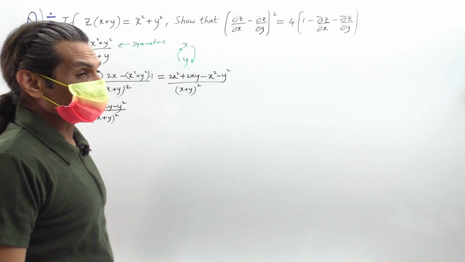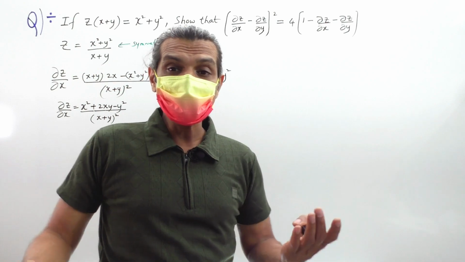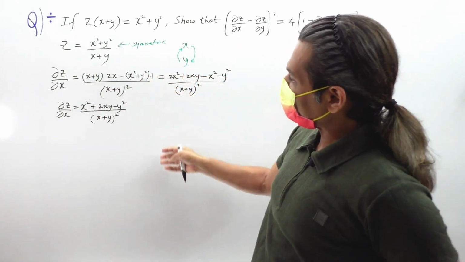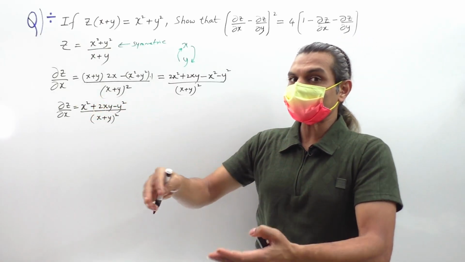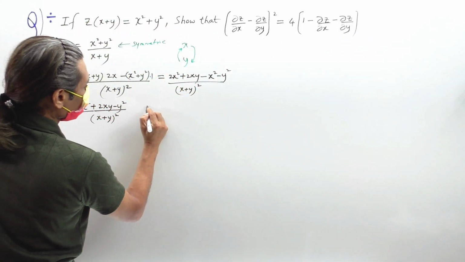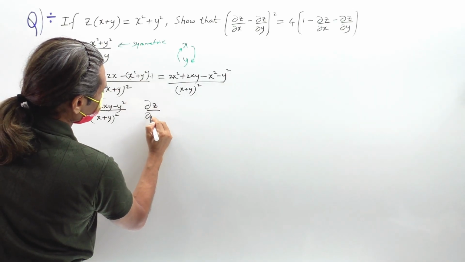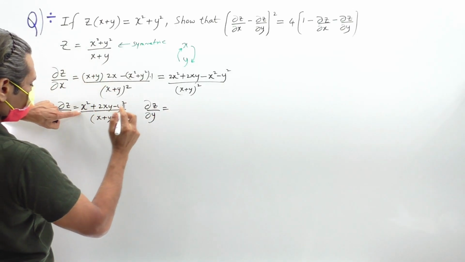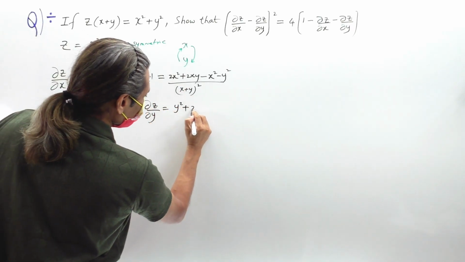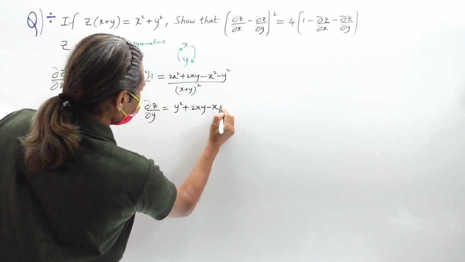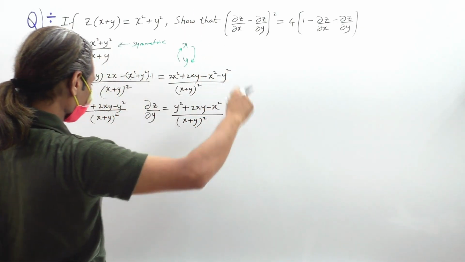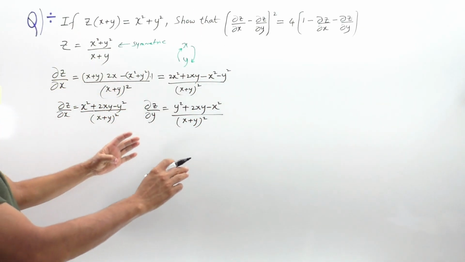That's it. Now, since it is a symmetric function, we need not again evaluate dou z by dou y, because since it is symmetric, we can directly write dou z by dou y: x changes to y and y to x, vice versa. So, we can write dou z by dou y is equal to y square plus 2xy minus x square, whole divided by x plus y the whole square. Fine. Now, we got both of them.